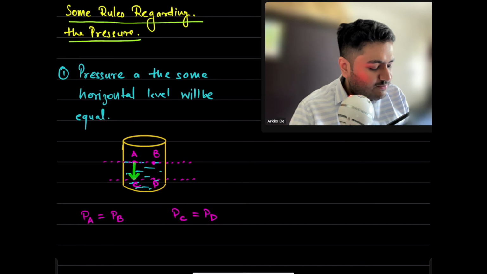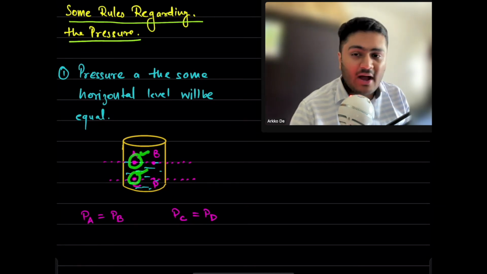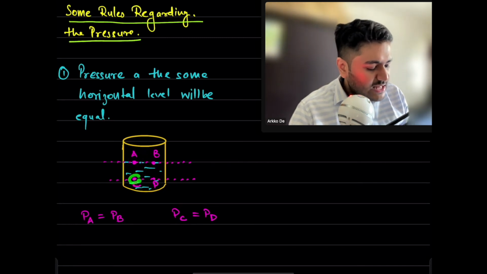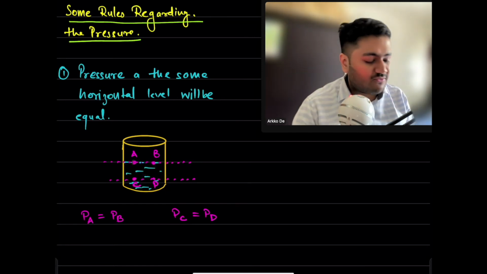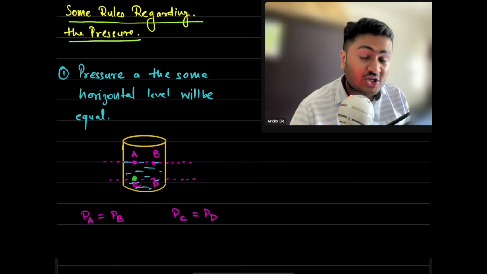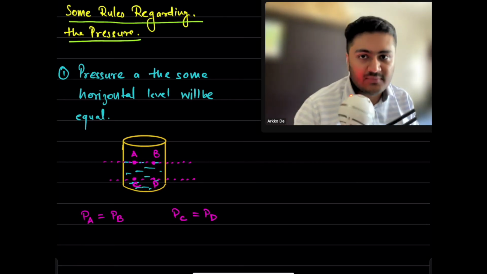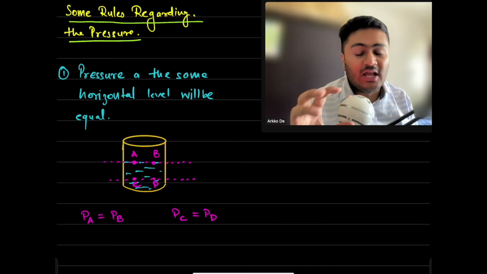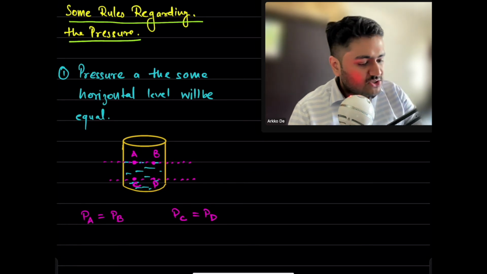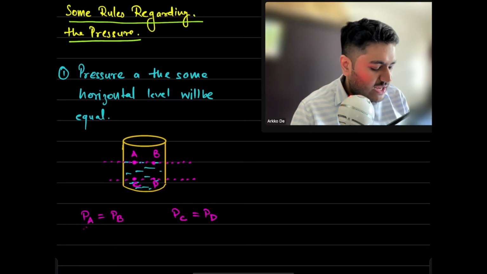So I will say that the pressure at point C will be more than the pressure at point A. Why is it so? Because at point C, the liquid is applying much more force than at A. At point A, there is only the pressure of the atmosphere. At point C, there is the pressure of the atmosphere and of the liquid. So there is some part of pressure due to the liquid that is getting added up. So I will say that pressure at point A and point B are equal, and both are less than the pressure at point C and D.